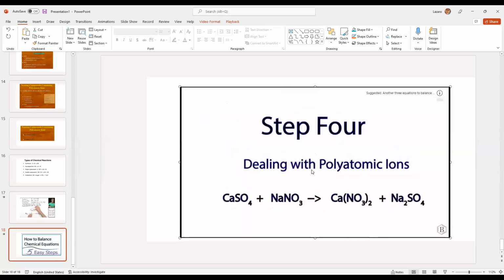Sometimes we'll have equations that look downright scary, right? But if we have a polyatomic ion on both sides, like the SO4 or the NO3, then we can consider that ion to be just one thing. Let's see how that works.